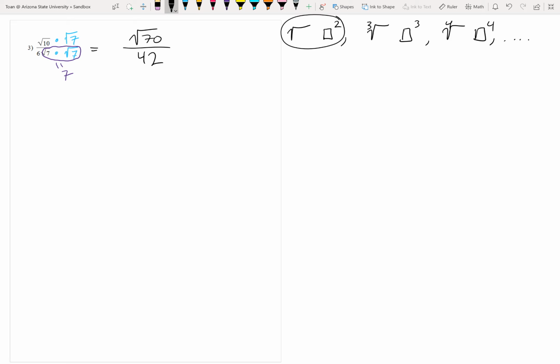Now, you always want to simplify as much as possible. That's what the instruction says. So you want to see if you can simplify square root of 70. But, 70 is just 7 times 10. And that's just 7 times 2 times 5. There's nothing I can pull out. So believe it or not, that is as simplified as possible.